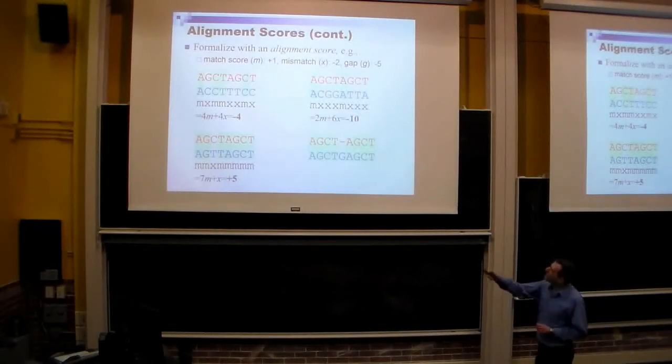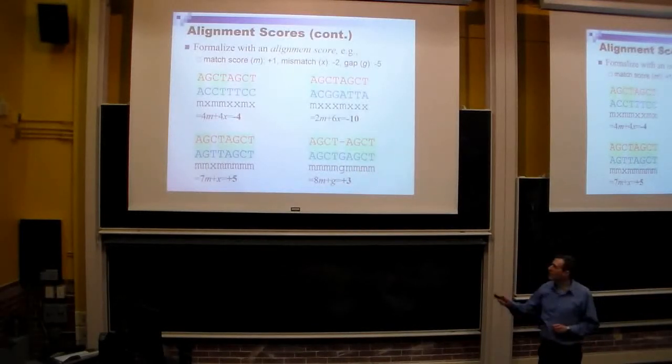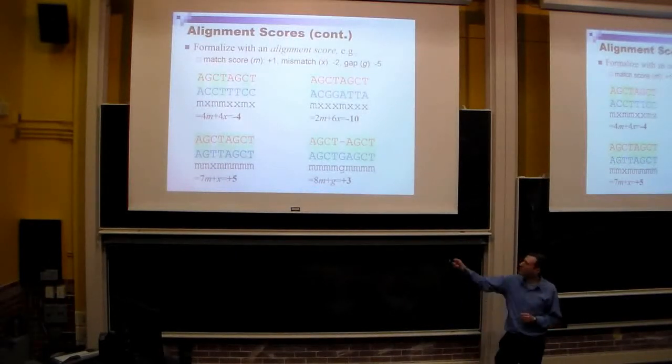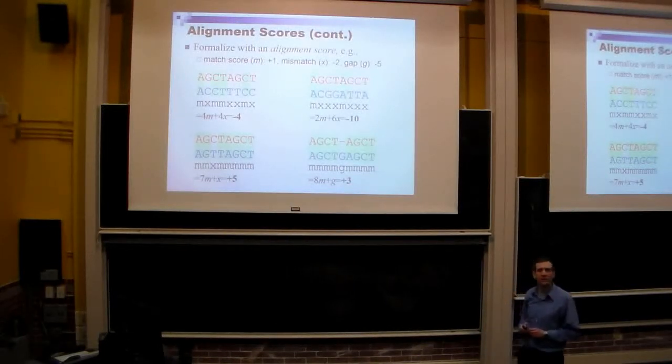And then the tricky one would be deciding whether this is better than this. And in this case, we could say that we have 8 matches and 1 gap. And for this particular scoring function, we could say 8m plus g is objectively lower than 7m plus x. And so we would say that for this model of how we're going to score sequences, this is a better alignment than this. Any questions at this point?